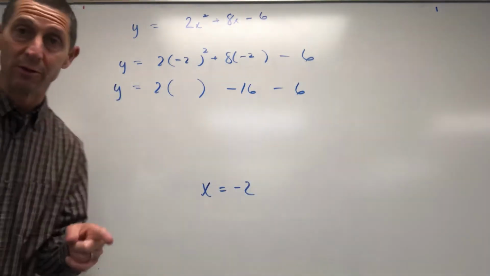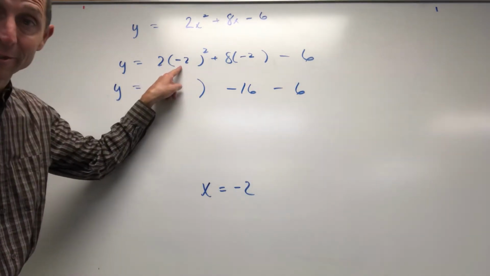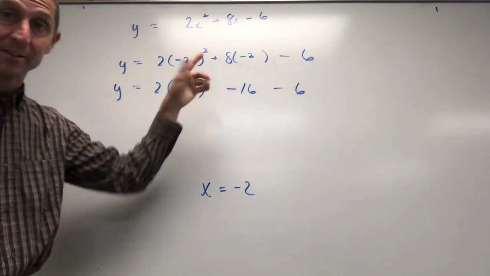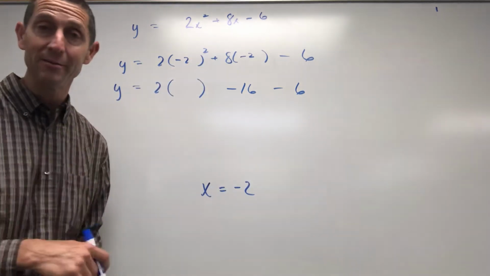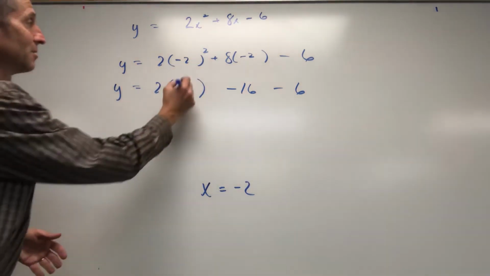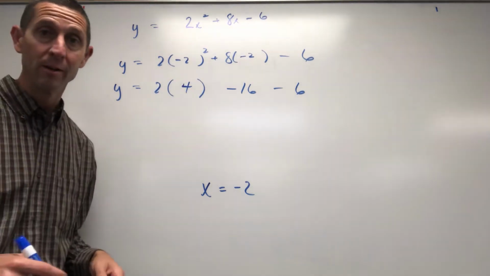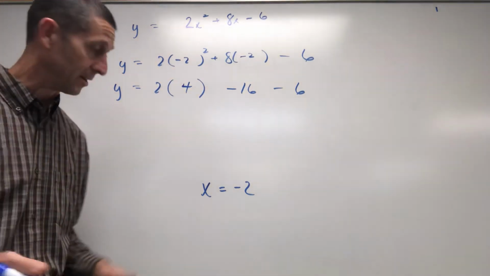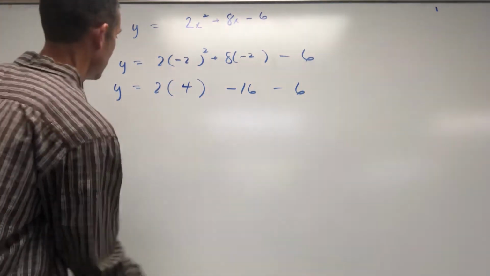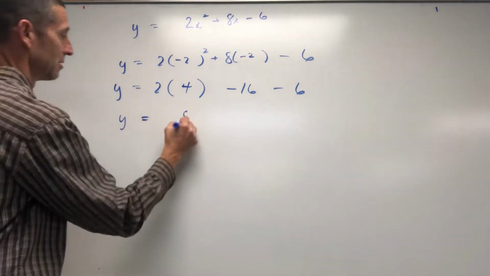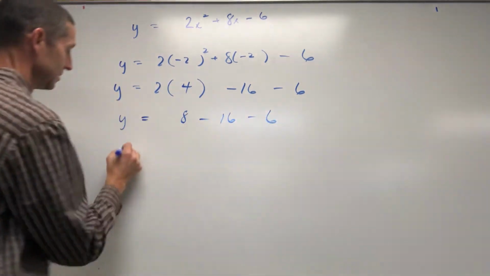All right, question for you guys. If you have a -2 and you square it, does it stay negative? Does it turn positive? It's positive. So this becomes a +4 whenever you multiply it back in there. So here we go. So y is equal to 8 minus 16 minus 6.